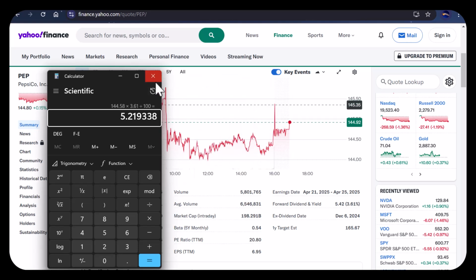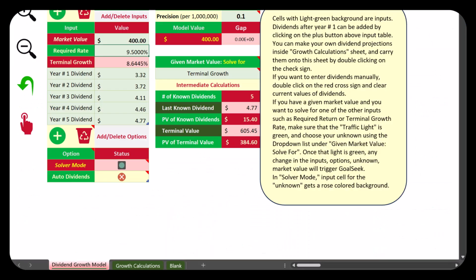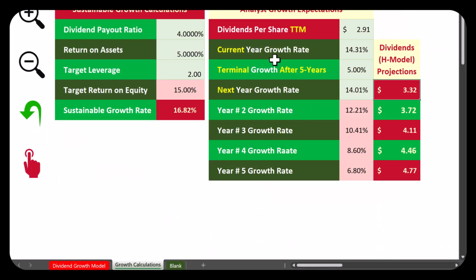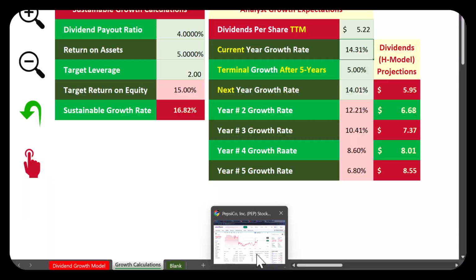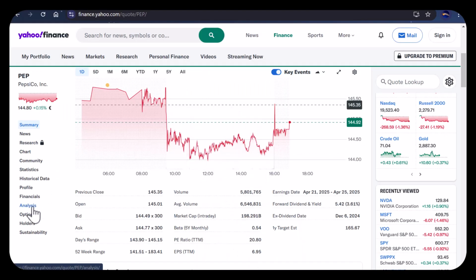Yeah, I expect the dividend. The dividend yield is 5.20, or dividends are 5.22. Let's enter that here: $5.22. And let's find out what analysts think about growth opportunities for Pepsi.